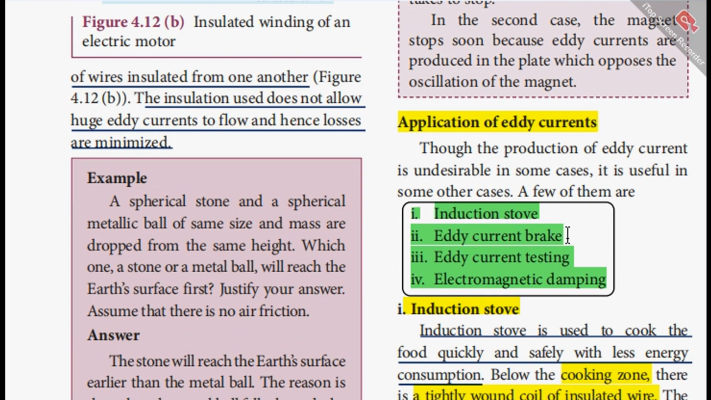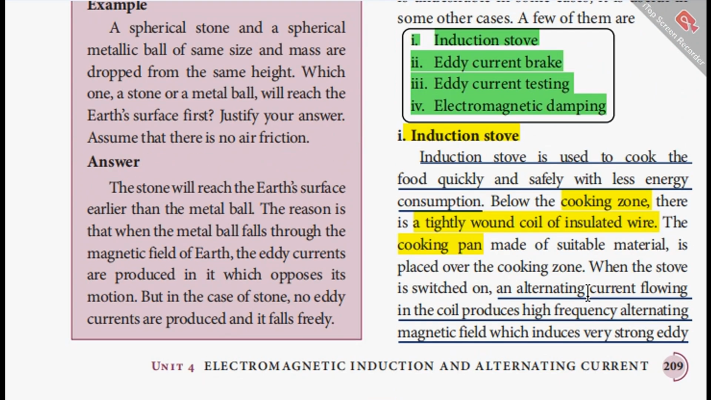Let us see where these eddy currents are being applied. Though the production of eddy currents is undesirable in some cases, it is useful in other cases. A few of them are given here. The first one is the induction stove. Next, eddy current brake, eddy current testing, and electromagnetic damping. Let us see them one by one.